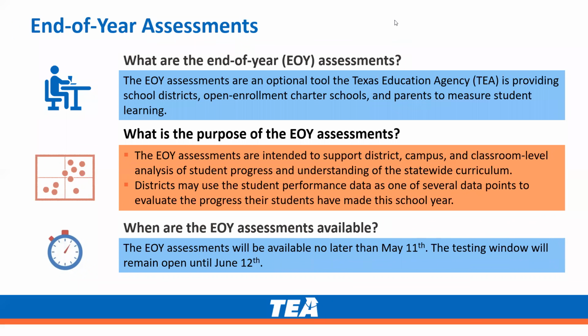But this is only one data point that districts can use to evaluate the progress their students have made this school year. It should not be the only data point, and it should not be used for any placement decisions. The end-of-year assessments will be available no later than May 11th. That's a little over a week and a half. We are actually working hard to try to get them out a little bit sooner, but definitely by May 11th. And the testing window will remain open until June 12th, just to make sure everybody that wants to test has an opportunity to test.